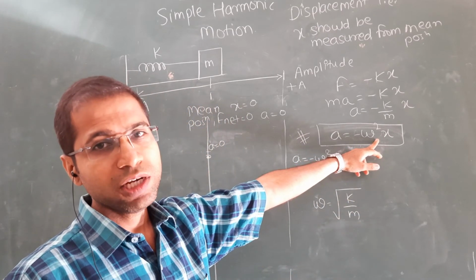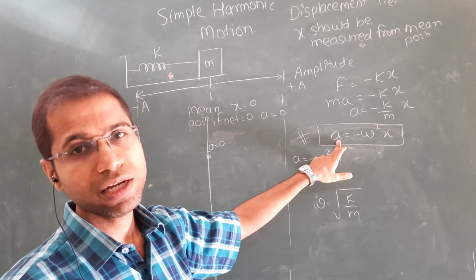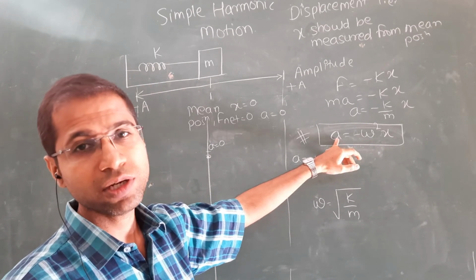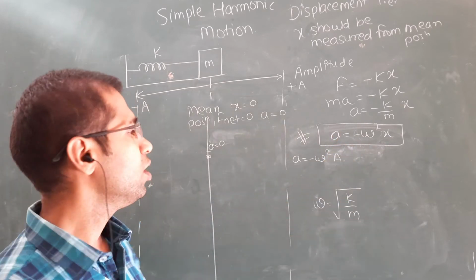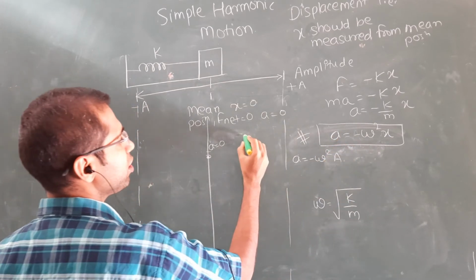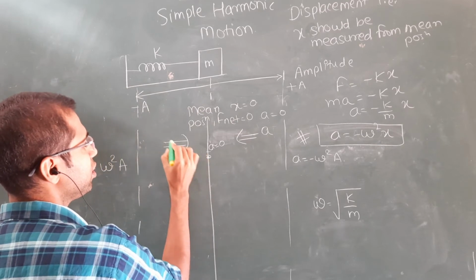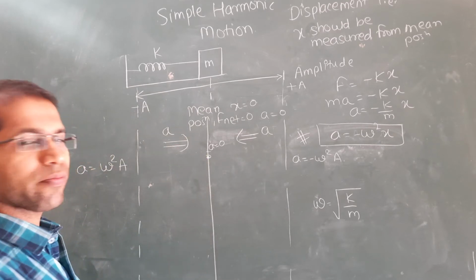If x is positive, acceleration is negative. If x is negative, acceleration is positive, minus minus becomes plus. So the direction of the acceleration is always towards the center.